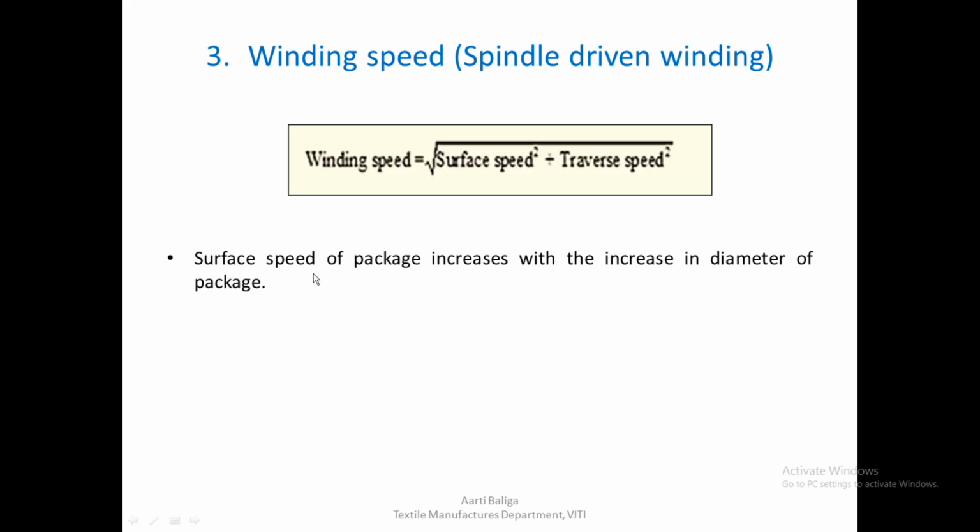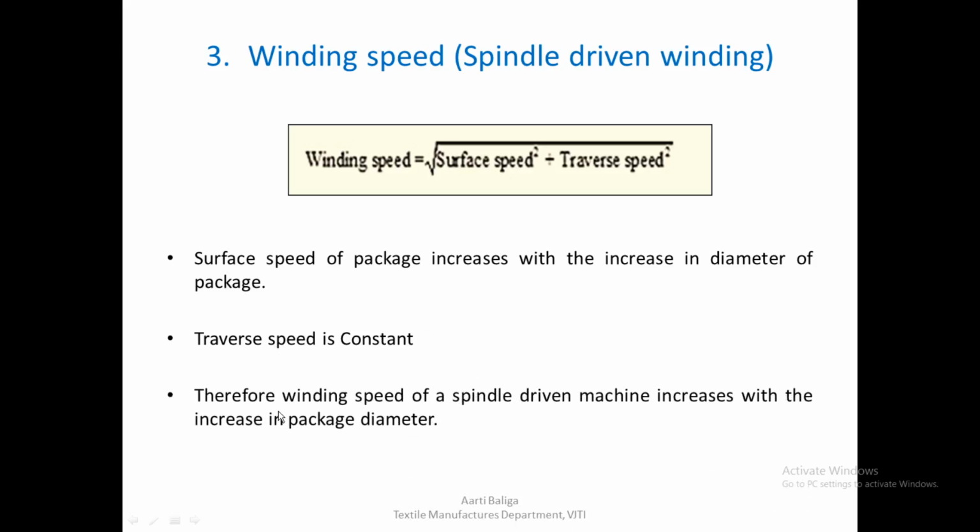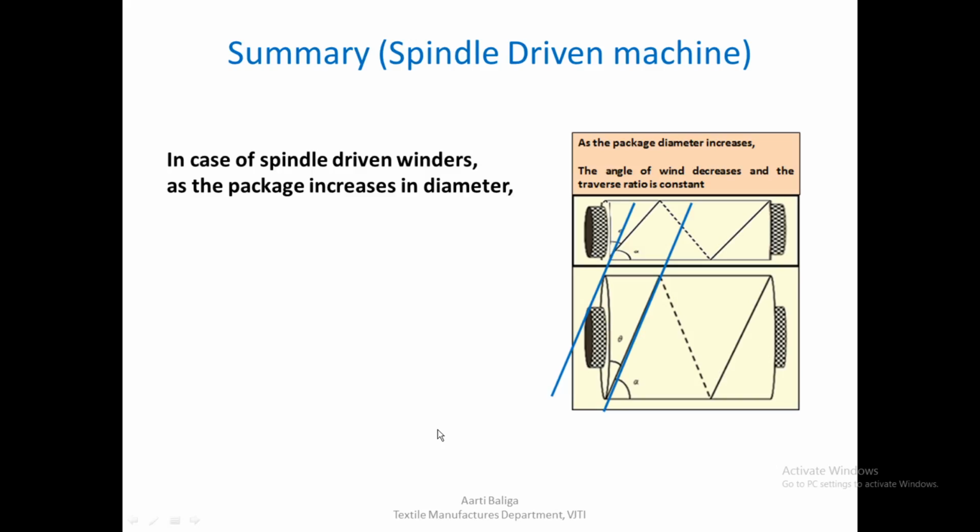So surface speed of package increases with the increase in diameter of the package, and traverse speed is going to be constant. So total effect of this would be, therefore winding speed of a spindle driven machine increases with the increase in package diameter. So having seen this, let us come to the summary of the spindle driven machine.